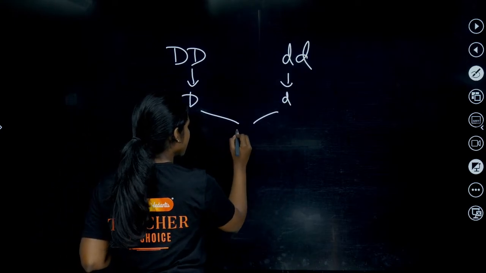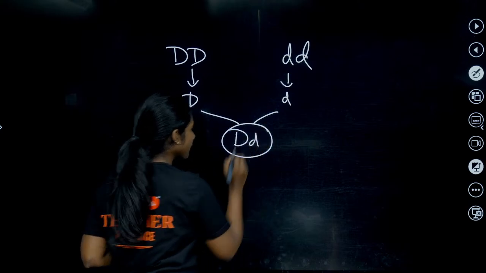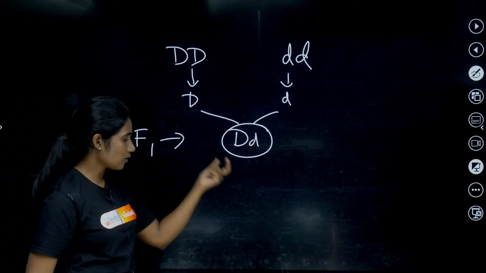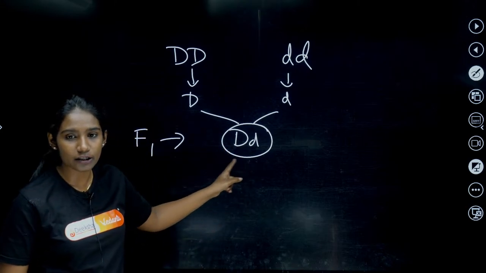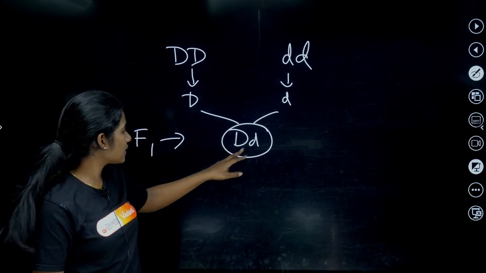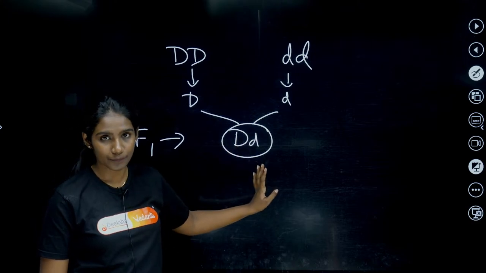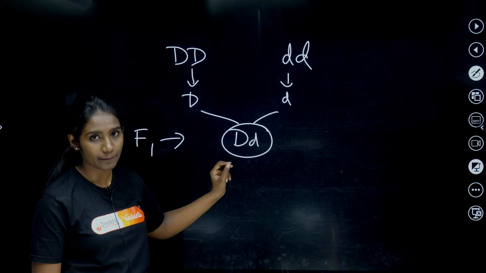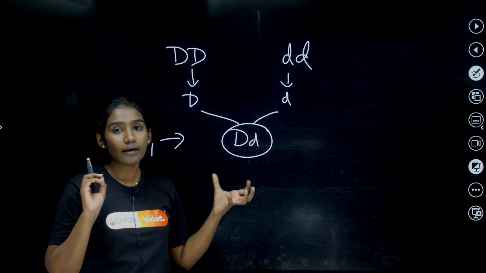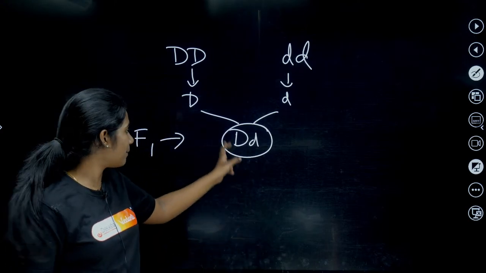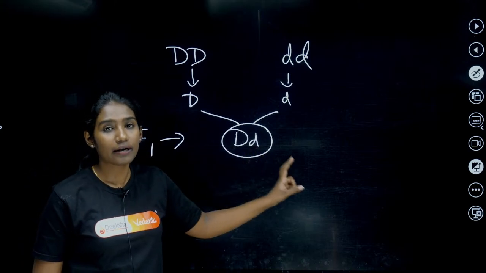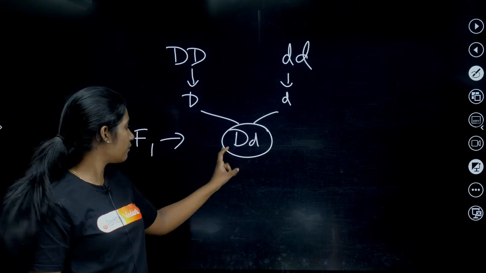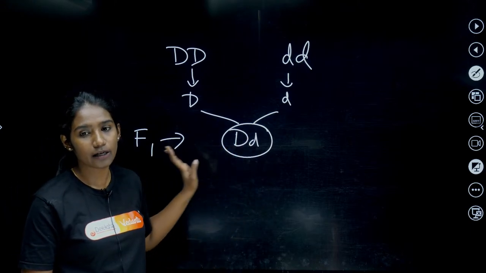You will get capital D, small d, in the first generation, in F1. Which means to say that there is capital D and small d. So this capital D is dominant, which means to say that it will suppress the expression of small d. So here the detached earlobe is suppressing the expression of the attached one. That's why in the first generation every individual will have a detached earlobe.